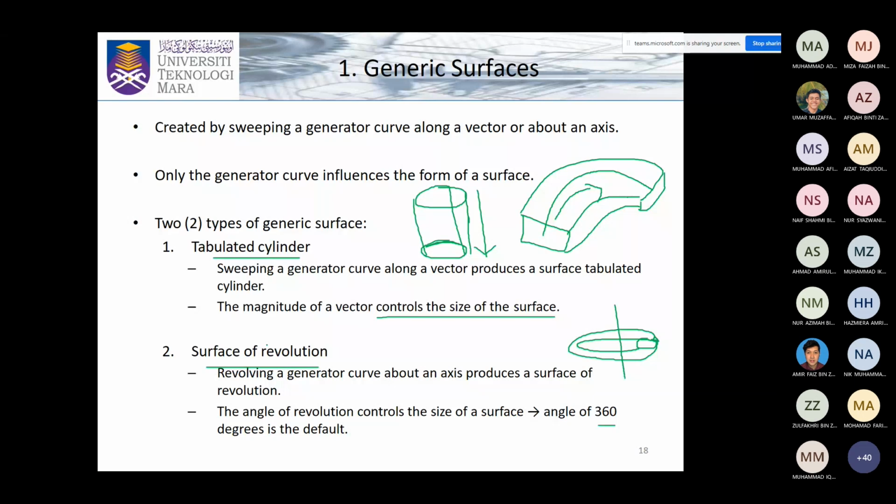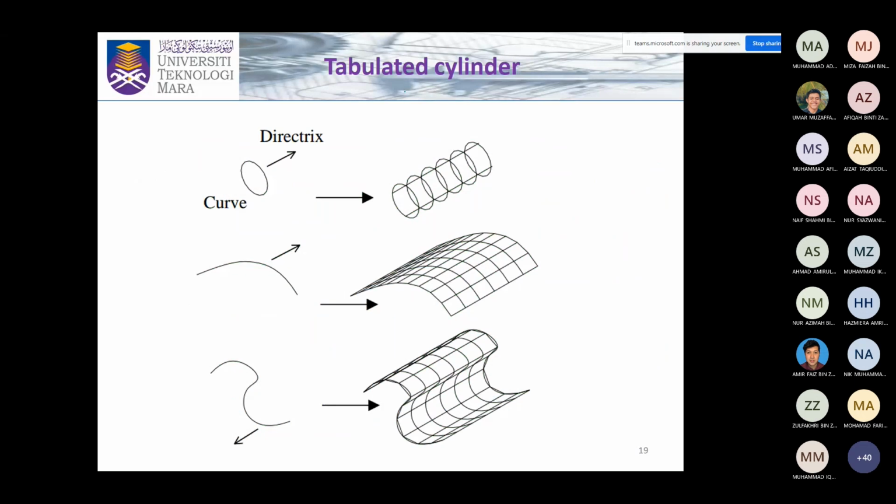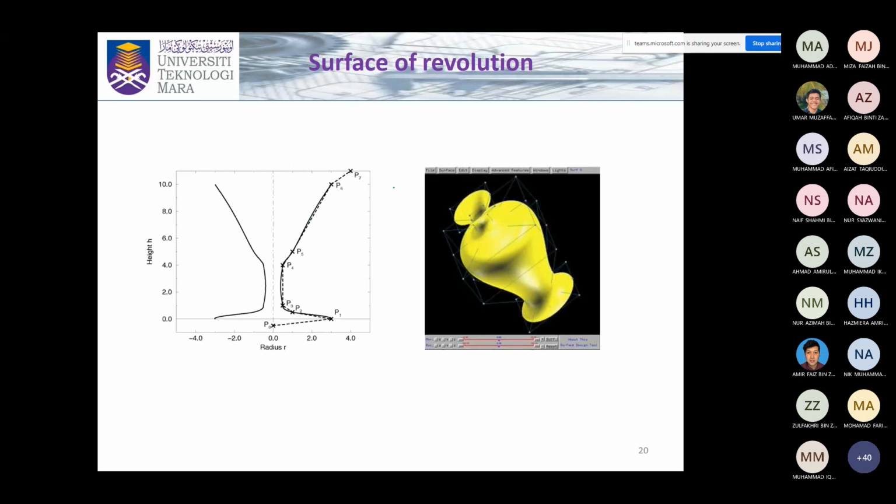Okay, so this is surface of revolution. As I said, we've gone through this in CATIA, right? These are tabulated cylinders. You can see you have a curve, and this is your vector, the trajectory of movement. This is the curve, and this is the trajectory of movement. And this is the surface of revolution. You can actually do interesting things when you revolve something.